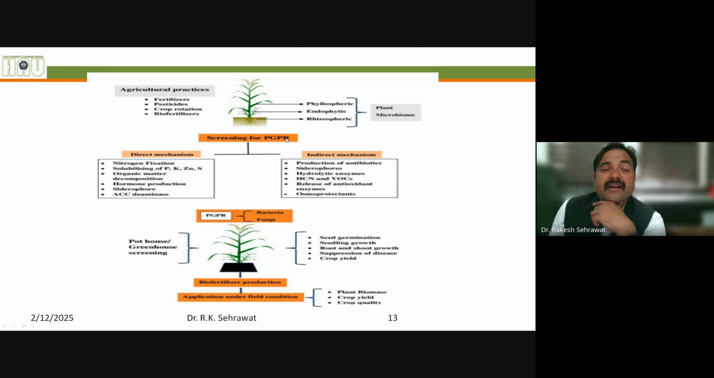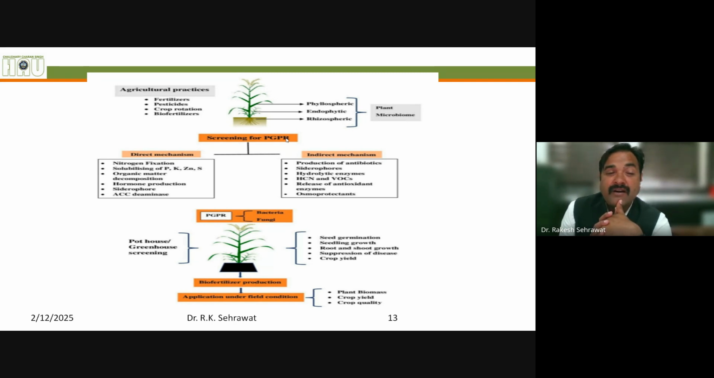And whenever we are going for the isolation, the second step is we have to screen it for the different traits. So there are two kinds of traits which we aim at: a direct mechanism as well as an indirect mechanism. Direct mechanism is directly what nutrient it is providing to the plant. So it's nitrogen fixation, solubilization of potash, phosphate, zinc, and sulfur oxidizing.